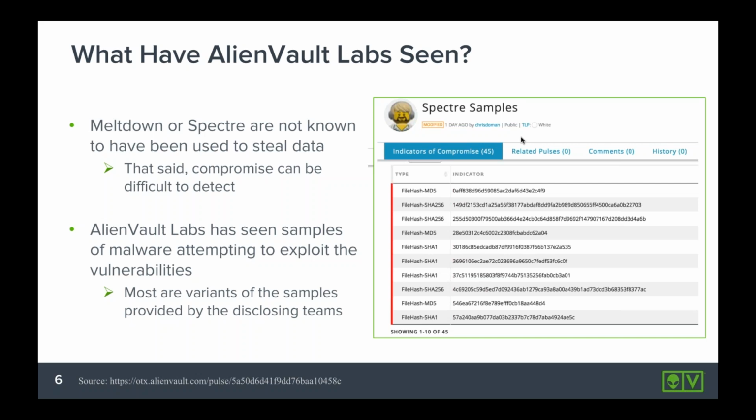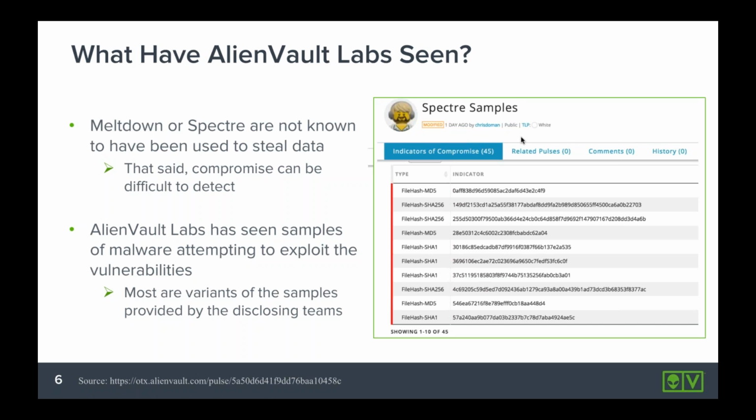That said, we have seen samples of malware trying to exploit the vulnerabilities that were published. And as it says here, most of those right now are variants of the samples provided by the disclosing teams. So frankly, it's early days. Similar to what we saw with WannaCry and also Petya, the understanding of how the attack works is now out there. Patches are coming out in order to prevent those kinds of attacks, or at least mitigate the risk from those attacks. But ultimately, it's up to you to understand where you're vulnerable and to put the appropriate mitigation strategies in place. And that's ultimately where a company and our products like Alien Vault USM can really help.